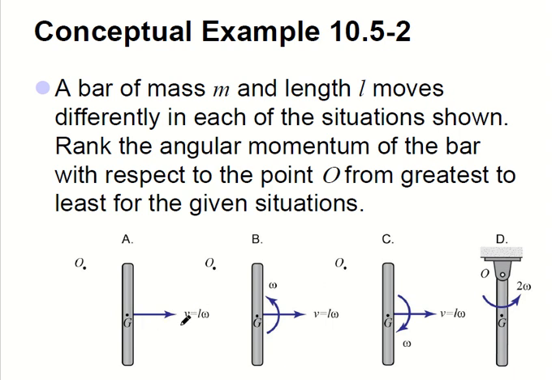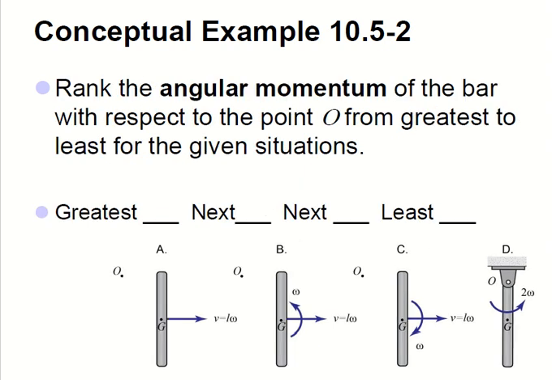Okay, so this guy going straight means translate, and then rotate, translate. Rotate, you are rotating anti-clockwise, and this one is rotating clockwise. Translate, and this one is just a rotation going anti-clockwise for D. So now we're going to rank them, and you're ranking the angular momentum of the bar with respect to the point O.